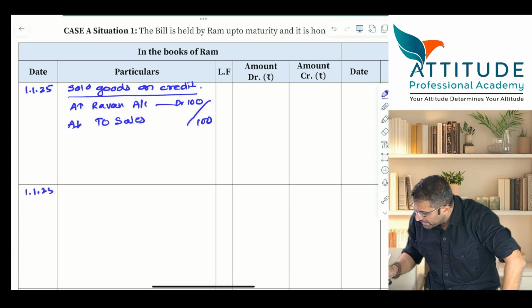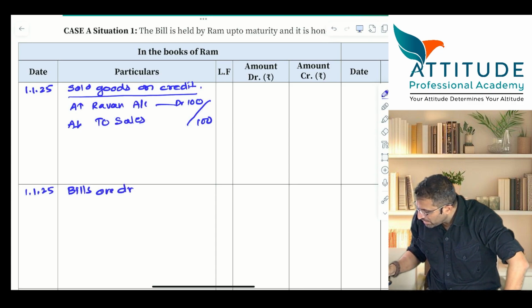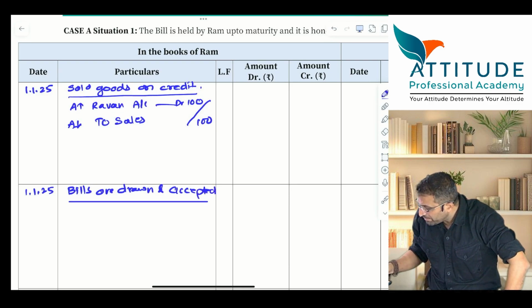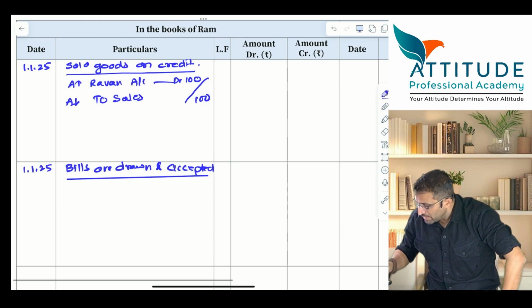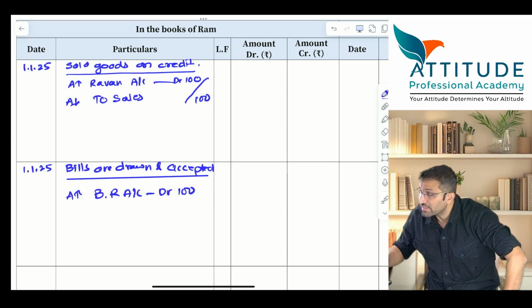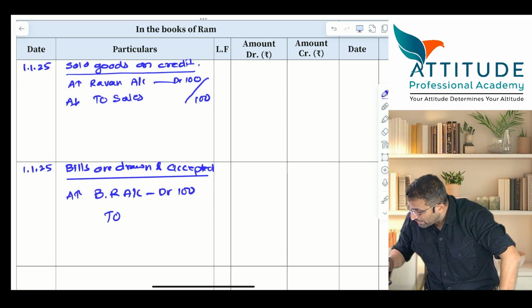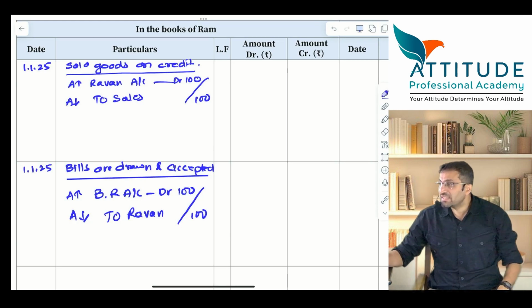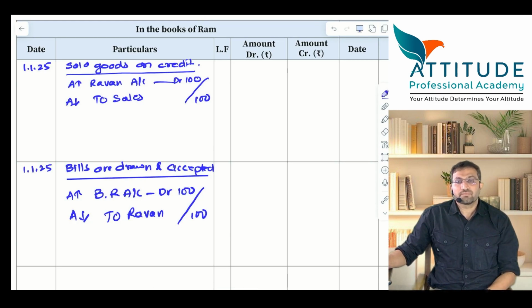On the same day, bills are drawn and accepted. Tell me the entry. Bills receivable account debit, 100. Asset increases. And to Ravan. Ravan account gets closed. Now Ravan is represented by bills receivable.